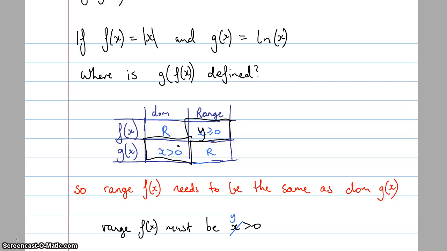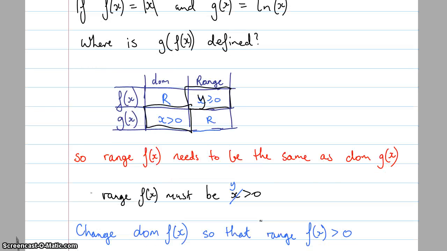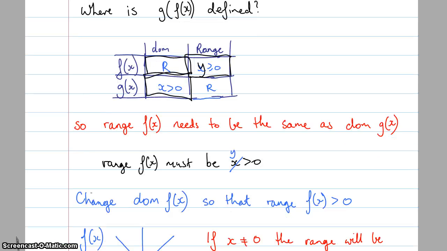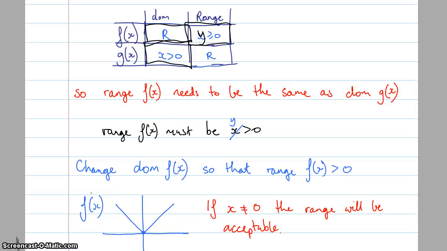Okay, so my range of f of x must be x is greater than 0. Okay, it needs to be the same. I know it gets tricky because we're swapping x's and y's, but the range of f of x needs to be y is greater than 0. Okay, so I'm going to change my domain of that original graph so that it changes the range. So I change my domain of f of x so that the range is now greater than 0. So if x is not equal to 0, then the range will be acceptable.